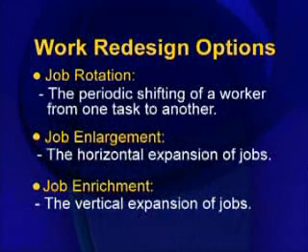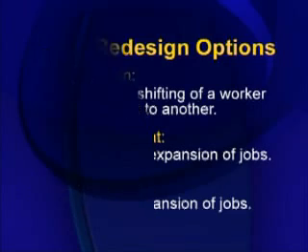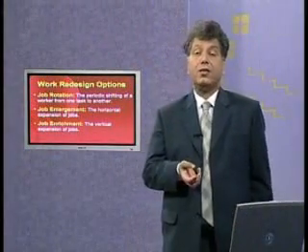Work redesign options. It was the workspace designing. Now what about the work itself? The things are changing. As I said, IT is there. If there were 10 people doing the same job, now even one person, with the computer, can accomplish the same job. The job itself has changed. So organizations are coming up with a contingency plan, or they are responding by going for job rotations. What is job rotation? The periodic shifting of a worker from one task to another. And this is becoming very important.